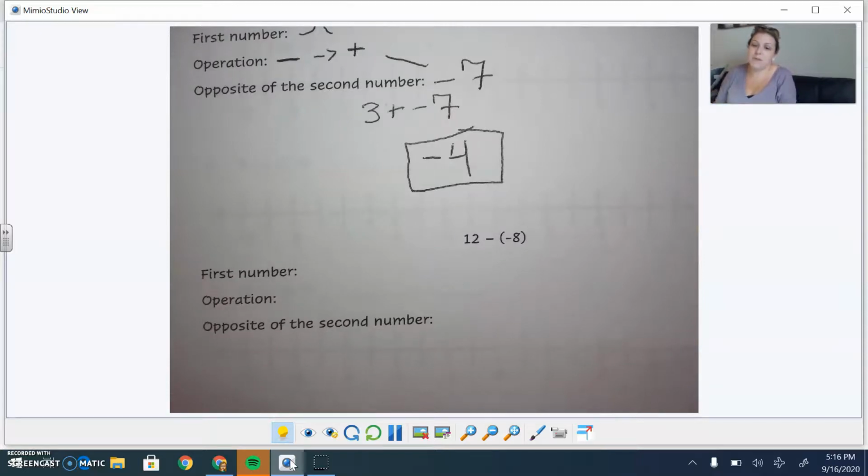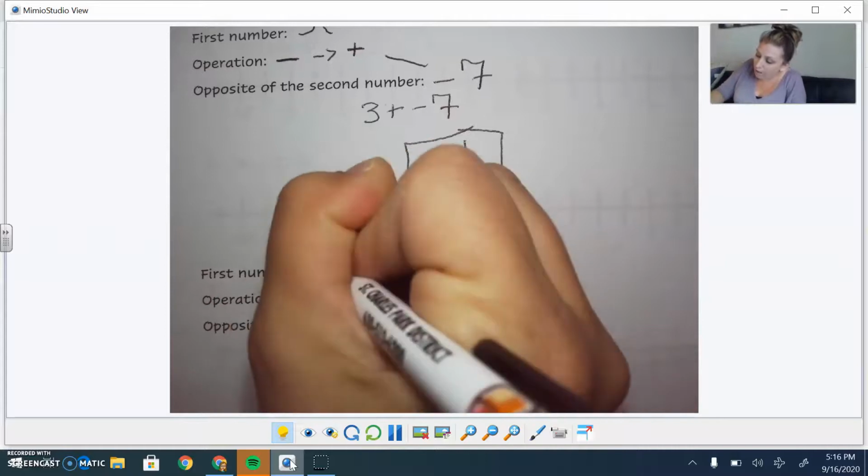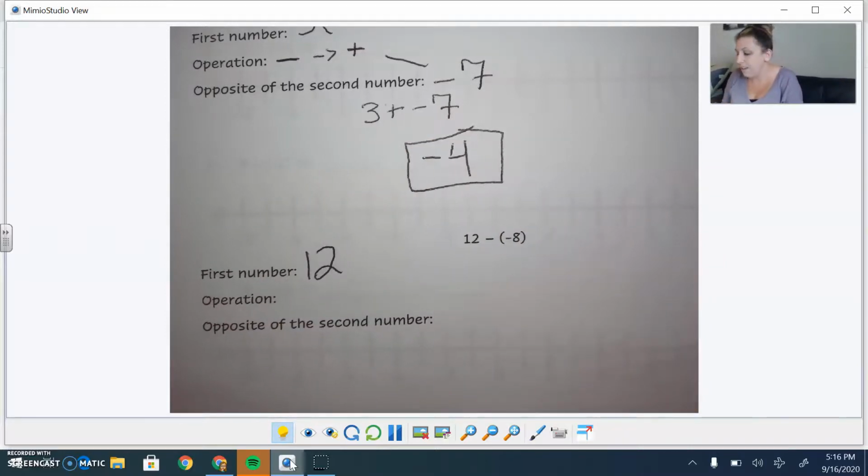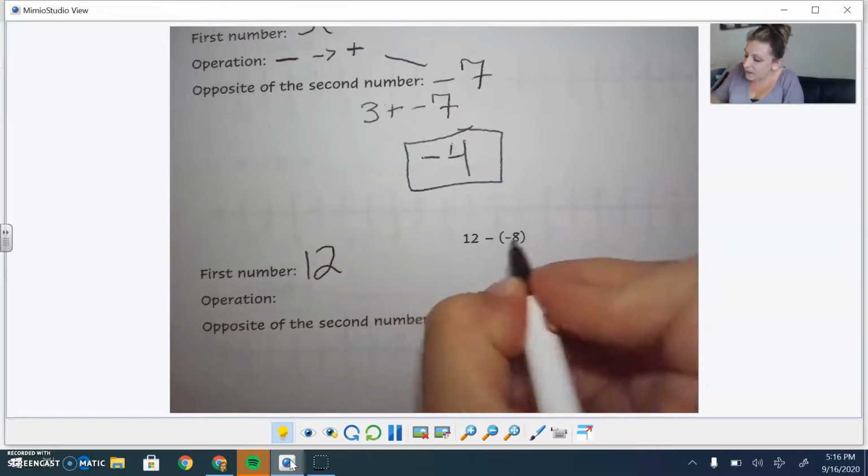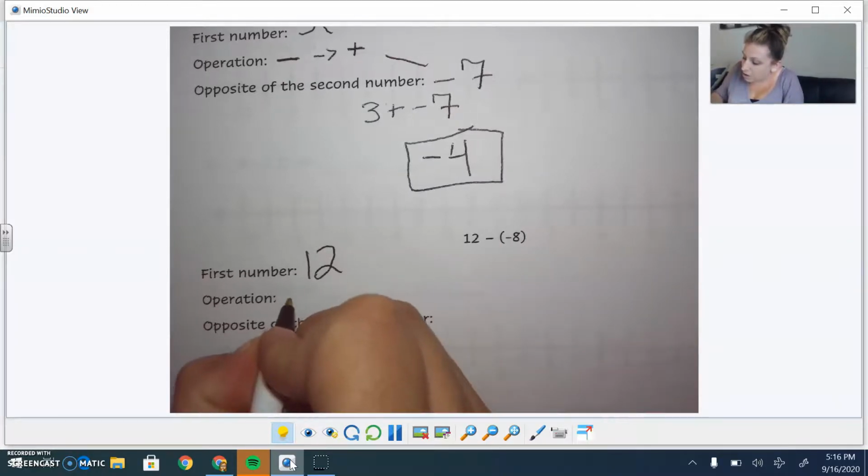Okay, for this one, we've got the first number. What's our first number? Our first number is 12. That first number stays the same. The operation that's happening is subtraction, but we need to change it to addition. Remember, we're adding the opposite. Anytime you're subtracting, it's the same thing as adding the opposite. So instead of subtraction, it's going to become addition.